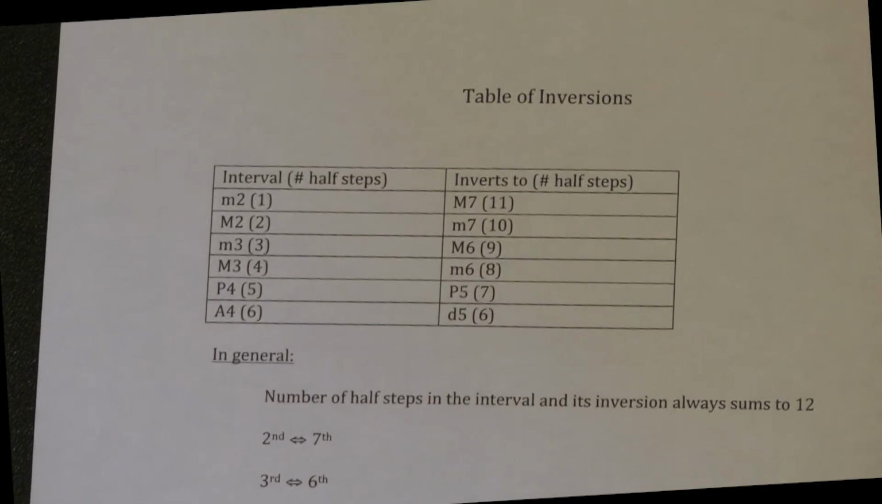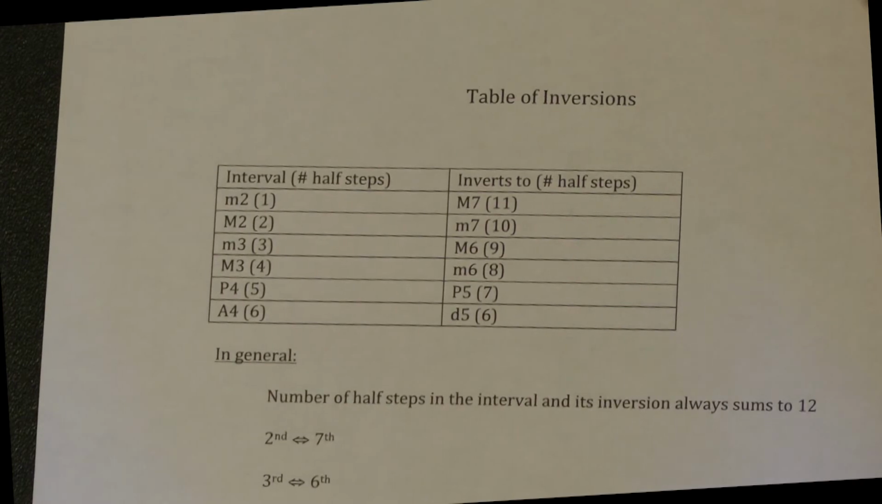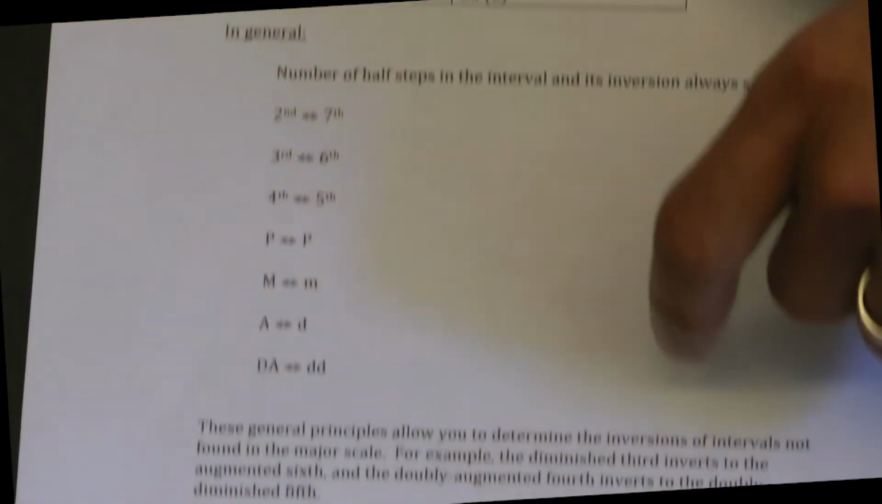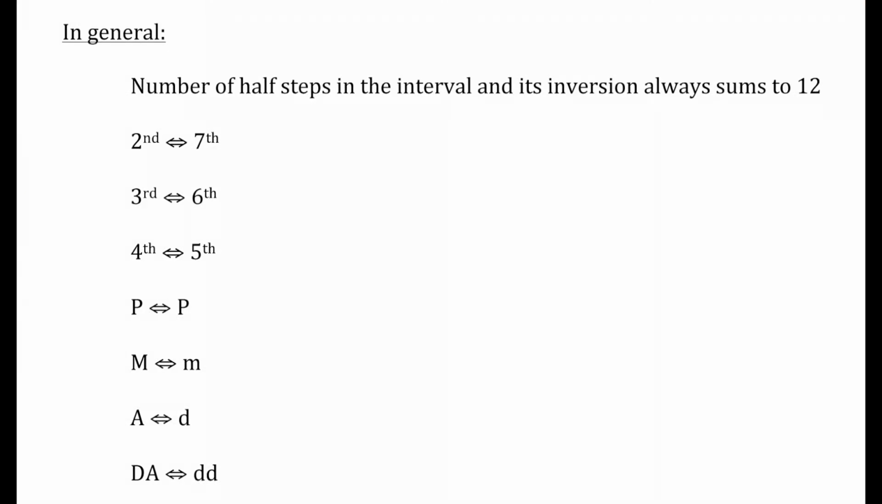And as it happens, it is very easy to memorize this chart, because if you simply look a little bit further down on this page, you'll see some general principles about this. And maybe we can see this amount right now. Sevenths and seconds invert to one another. Thirds and sixths invert to one another. Fourths and fifths invert to one another. Furthermore, you will see that major inverts to minor and vice versa. Perfect inverts to perfect. Augmented inverts to diminished.